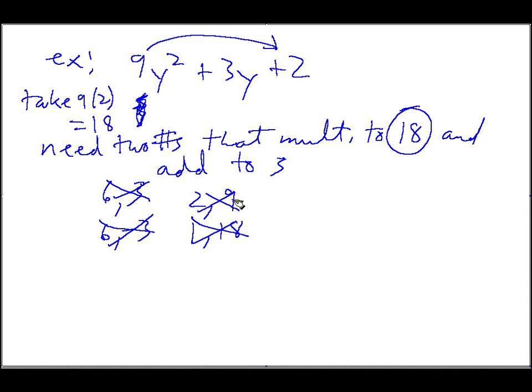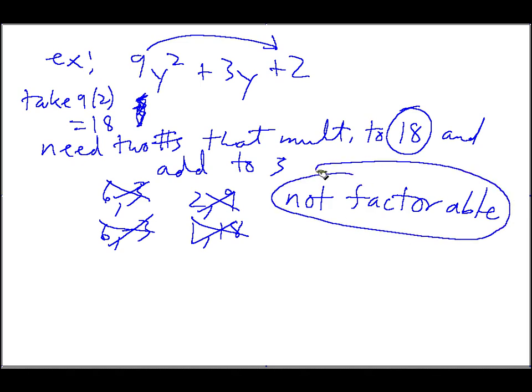There's no way I can play with the signs of 2 and 9 to get positive 3. No way I can play with the signs of 1 and 18 to get positive 3 again. So therefore, none of these combinations will suffice. So therefore, we cannot find such two numbers that satisfy this criteria. So what's our conclusion again? Well, if you remember from the last section, it will be what? Not factorable. Okay? So these trinomials are not always factorable, right?